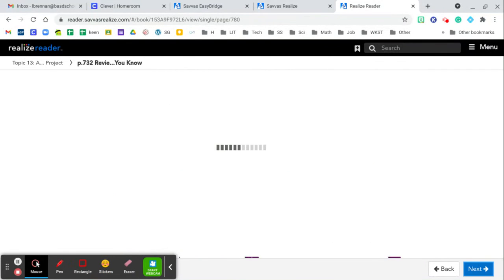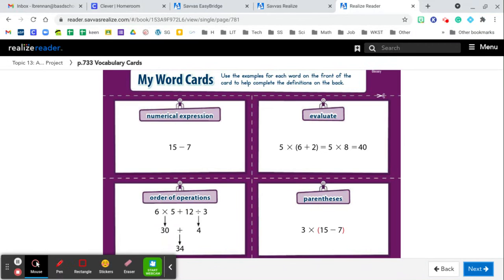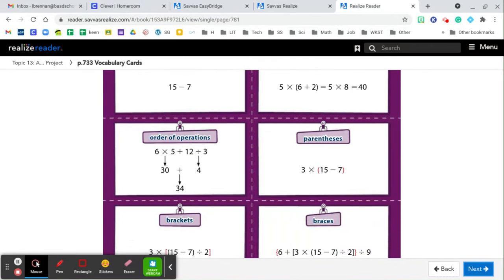And you've got a review of processes. Here's some vocabulary. A numerical expression is just an expression with numbers. Evaluate means to solve. Order of operations is the order that you solve a problem in, especially when something doesn't have parentheses. And that's what we're really going to be talking about today.